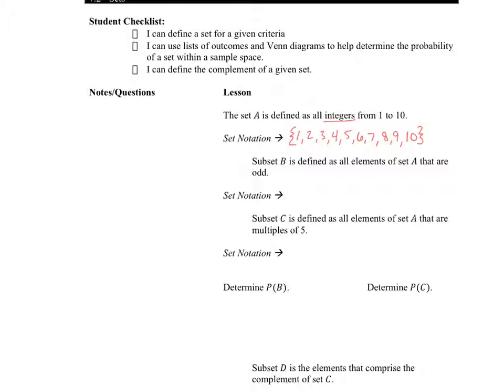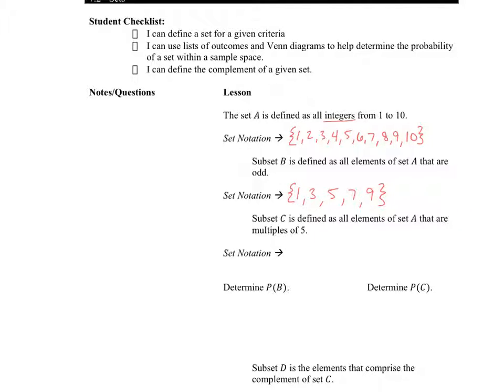Okay, now we have subset B. So we already know when we read subset that B's elements are going to come from here. All the elements of set A that are odd. I'm not just going to write every odd number. I'm only going to write odd numbers that come from set A because B is a subset of set A. So the first odd number that's in set A is 1. The next one will be 3. We'll also have 5, 7, and 9. And again, in set notation, I'm going to use my curly brackets.